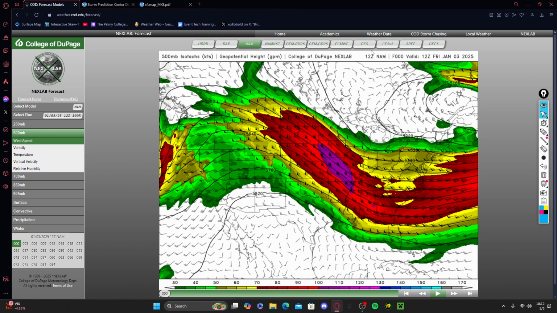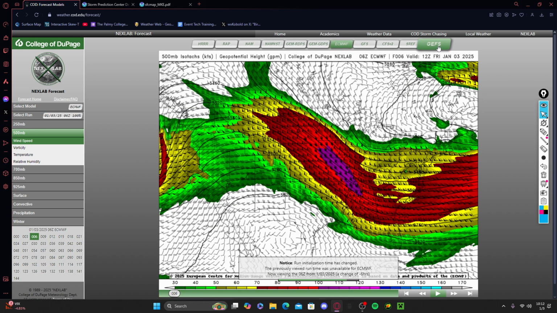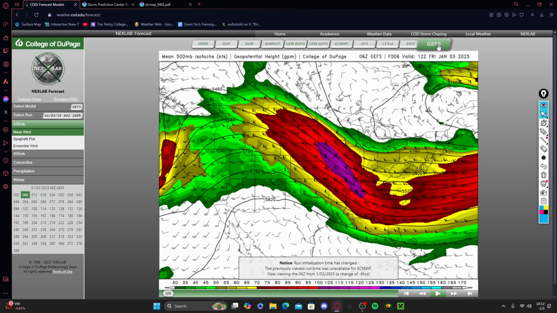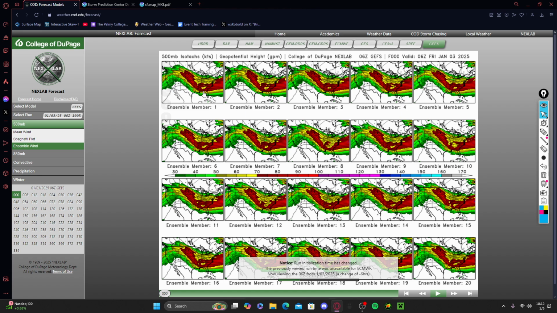And the other models up here we also use are the GFS. Sometimes we use the European model here. And I like to use this ensemble forecast for more long range things. This is just a bunch of models put together. Here's ensemble winds. This map is going to be spread out over 20 different models you're going to see on screen now. You can see all these different models and how they resolve the environment.